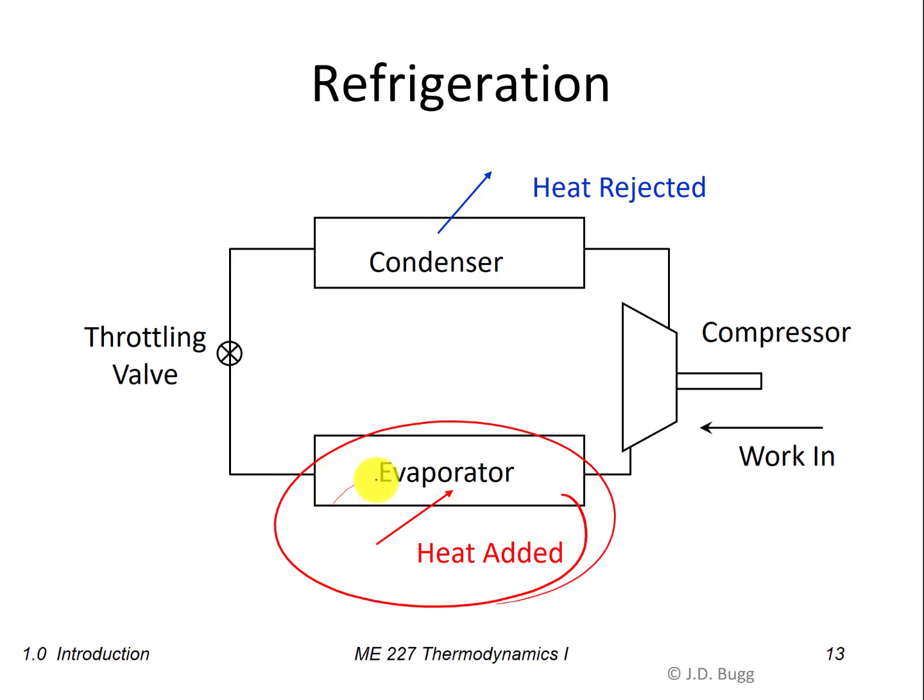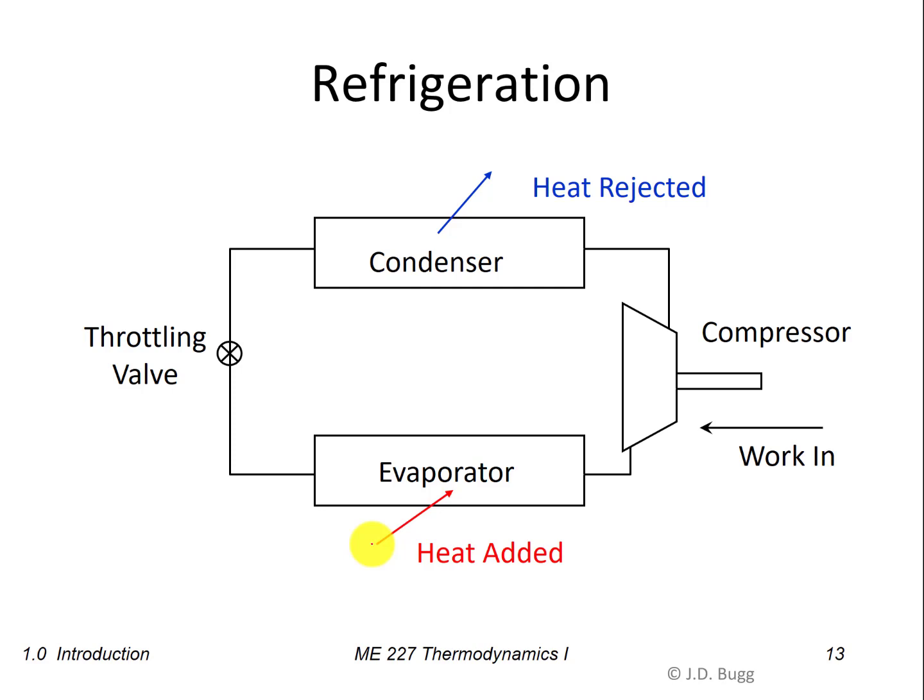So you have very cold refrigerant inside the evaporator and only moderately cold contents in your refrigerator. So your refrigerator interior might be at 4 degrees C, but the temperature of the refrigerant going through the evaporator would be much cooler than that. So heat is added to the refrigerant in the evaporator. So this is the cold part of the cycle that would be inside of your refrigerator.